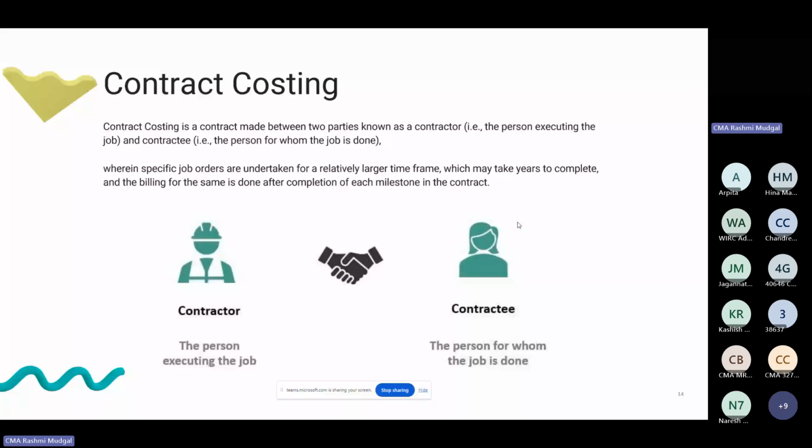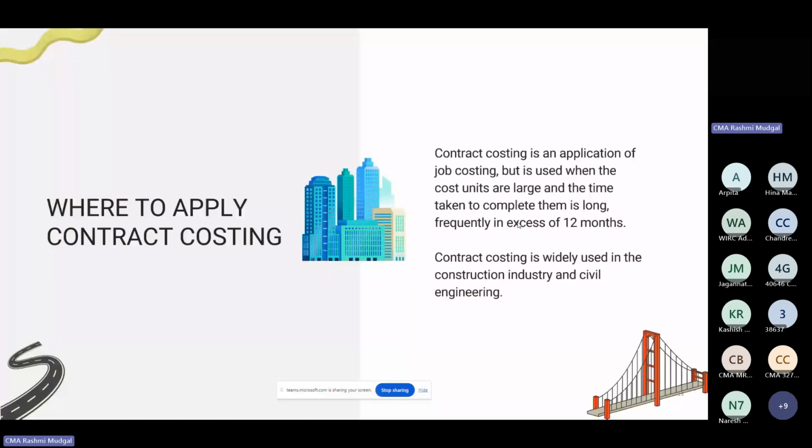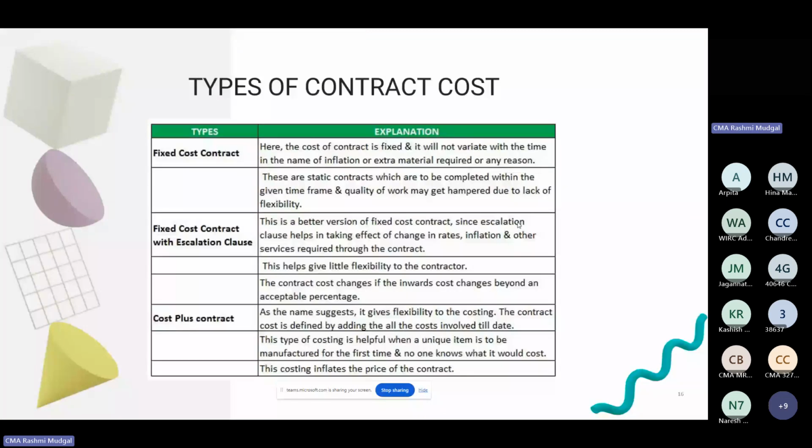Where do we apply contract costing? It is an application of job costing. It is actually a job costing application, but here the unit is large and the time taken to complete is long. Contract costing is widely used in the construction industry or civil industries. Now, the types of contract cost. There are three types of contracts.